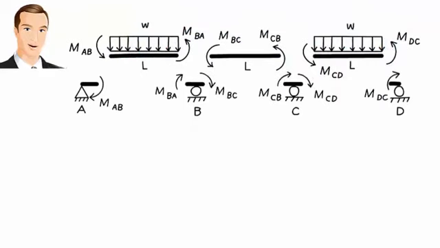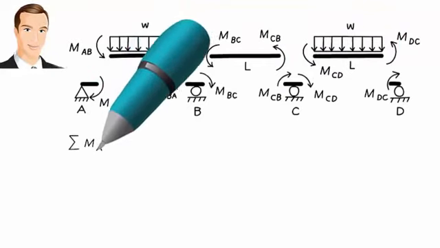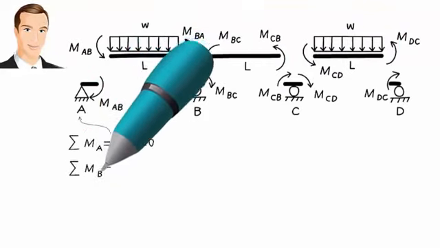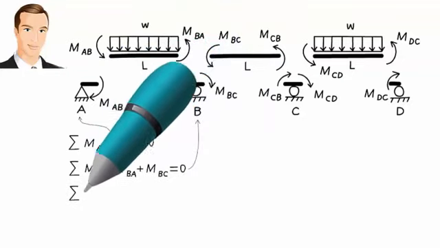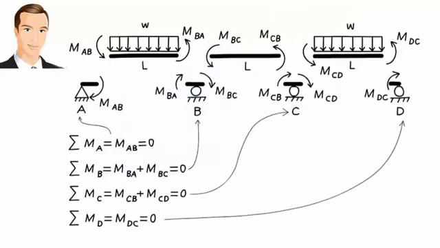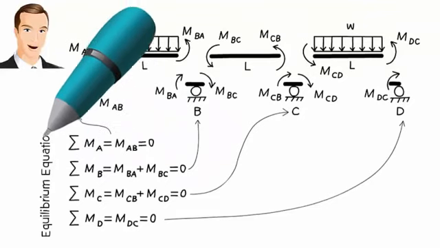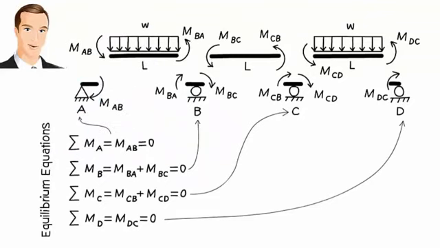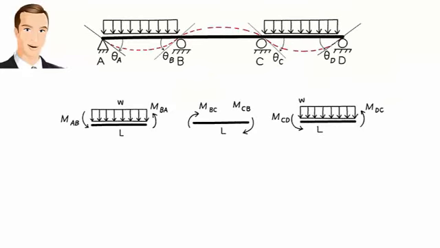Since each joint has to be in equilibrium, we can write: these are our equilibrium equations to be solved for the unknown slopes. But the equations are not expressed in terms of the slopes. They are expressed in terms of the member end moments. Therefore, we need to rewrite them in terms of theta A, theta B, theta C, and theta D. We will discuss this in detail in later lectures. For now, let's assume we are given these relations.